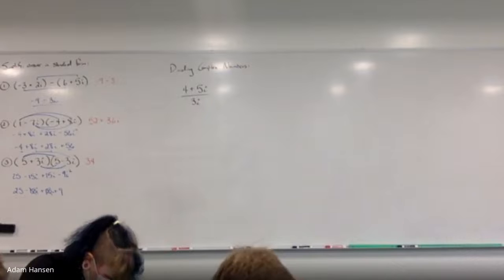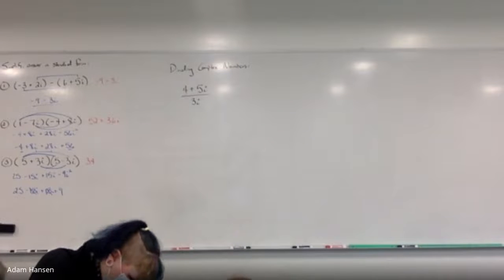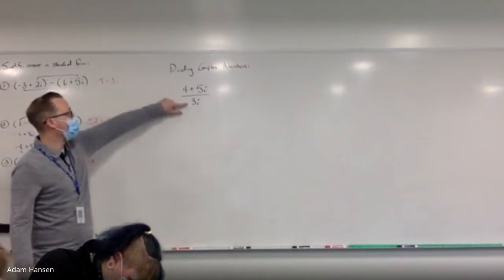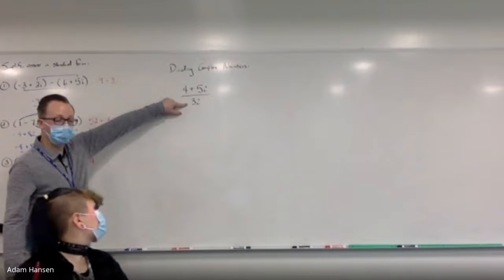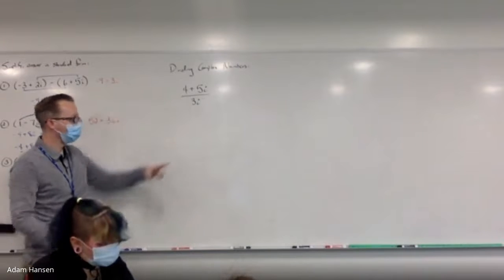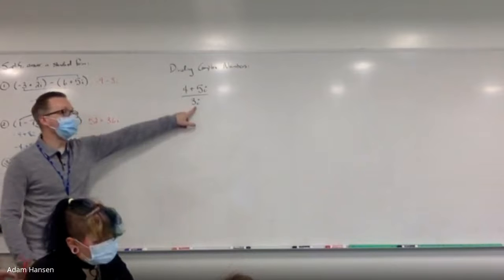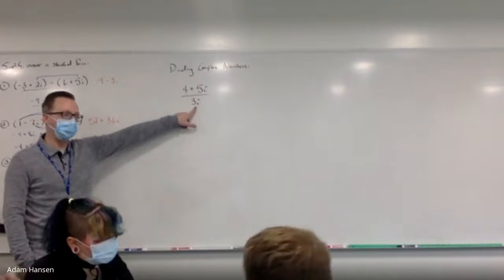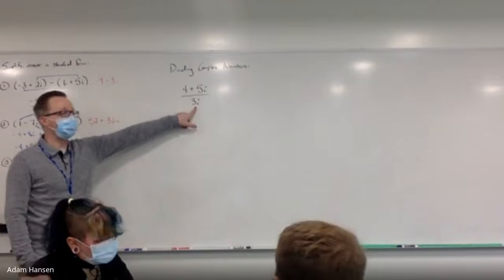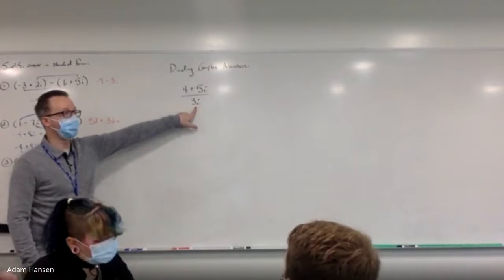4 plus 5i divided by 3i. I have a complex number on top, 4 plus 5i, and I'm going to divide by another complex number in the denominator, 3i. Now I want to change 3i into a real number. It's a lot easier for me to divide by a real number than an imaginary number.